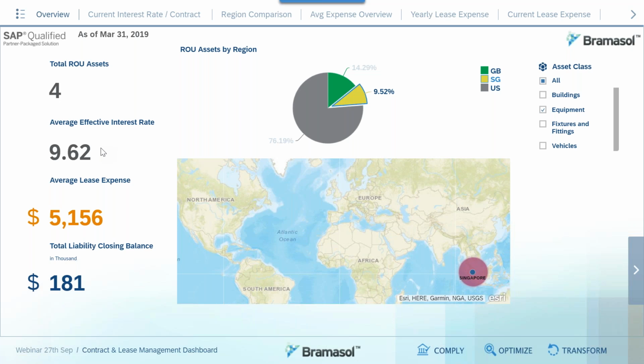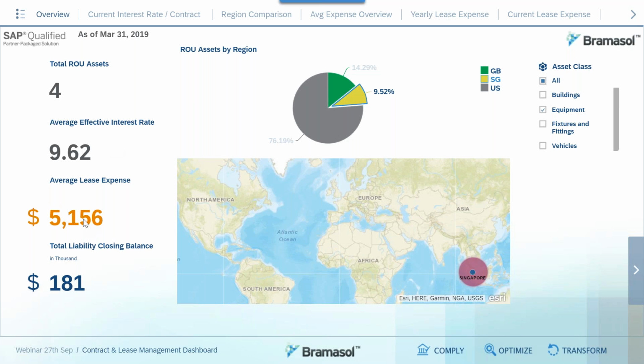Singapore is very high. So there are no buildings or vehicles that we're leasing for this company scenario. Because of the high interest rate, the company decided to purchase all the buildings that they have in Singapore. So again, letting the information drive, as Leo mentioned earlier, lease versus buy decisions.